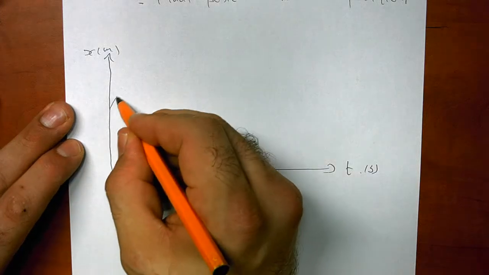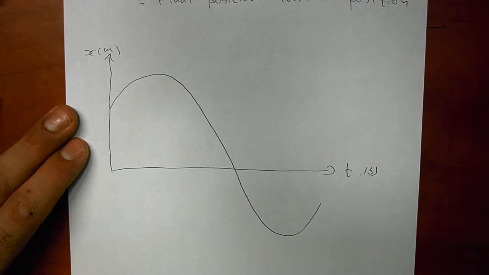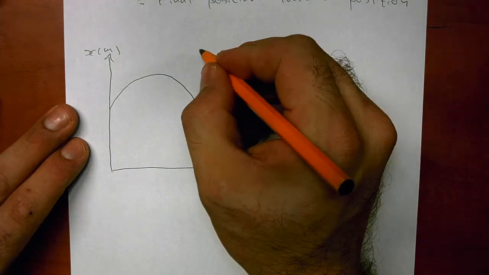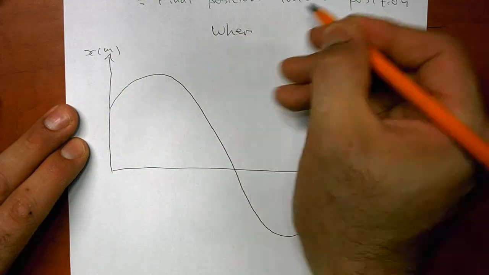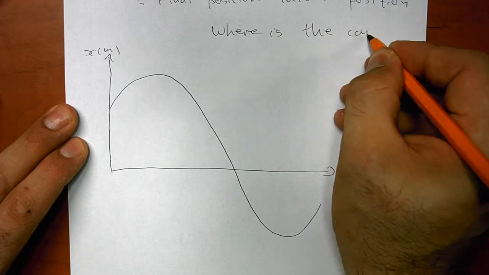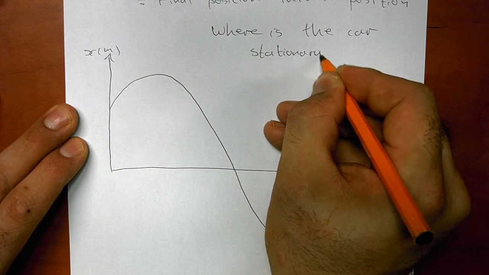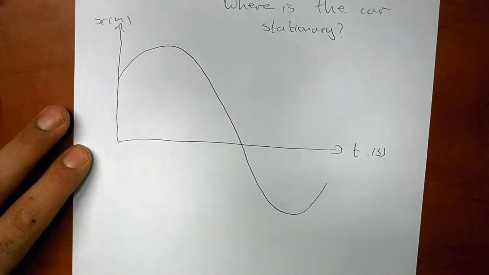And we've got something that looks like this. And we want to know where is the car stationary. Now, how do we approach this problem?